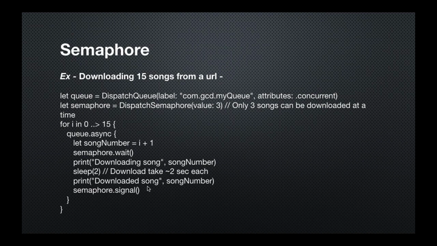Then we'll give signal that now the next person can use it, and the next group of songs can be downloaded. So the first 3 songs will be downloaded first, then the next 3 songs, and then another set of 3 songs in the next group. This is how semaphore works. I hope you understood. Okay, cool.